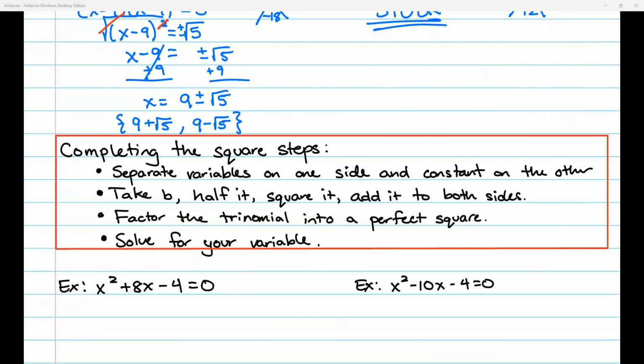You're going to separate the variables on one side and the constant on the other. All that's saying is get your x's on one side and the number on the other side. This is going to be the important step, the weird step, but once you have it, then you're going to be golden, right?